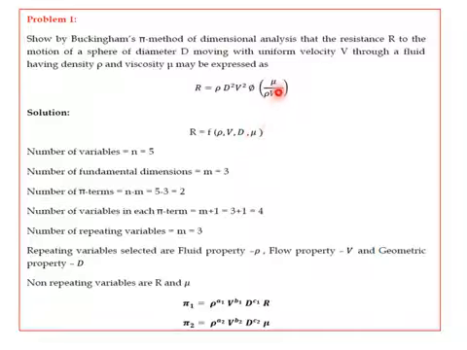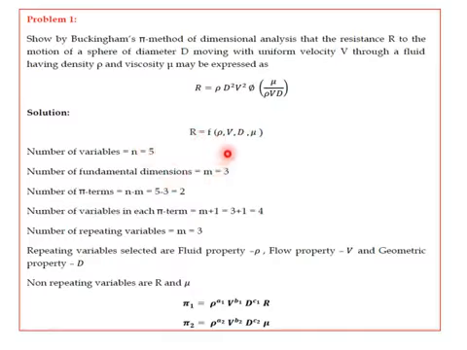Now in the equation you observe that it is rho v d. So rho is a fluid property, v is a flow property, d is a length property. Therefore these can be selected as repeating variables. So how many variables are involved? 1, 2, 3, 4, 5. Including dependent variable and independent variables, total 5.